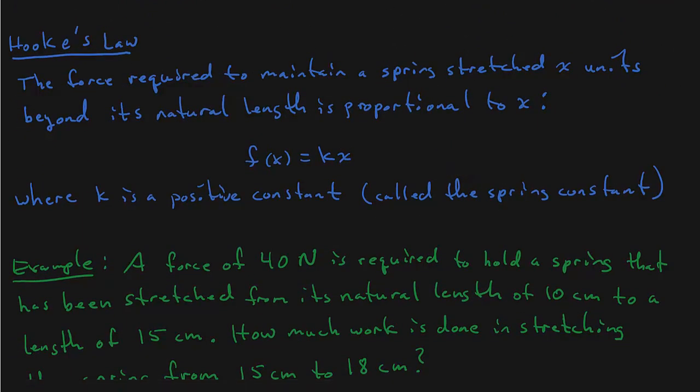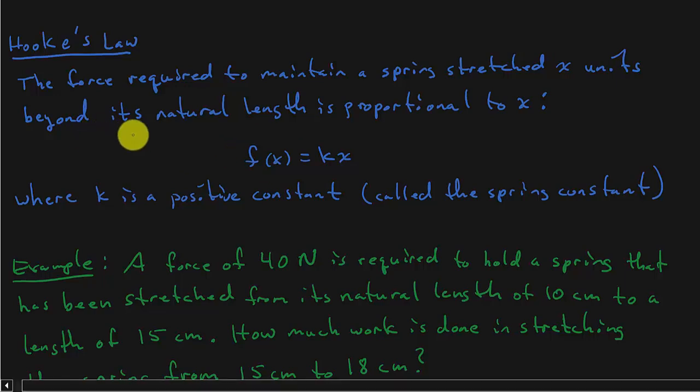All right, so here we have Hooke's law. It says the force required to maintain a spring stretched x units beyond its natural length is proportional to x. So we have f of x is equal to k times x, where k is a positive constant. It's called the spring constant. All right, so let's use Hooke's law to solve this next problem.